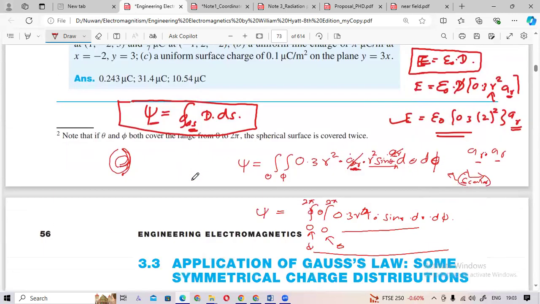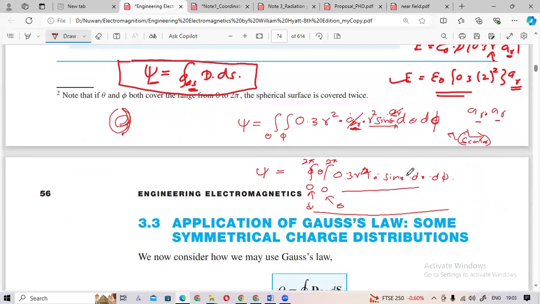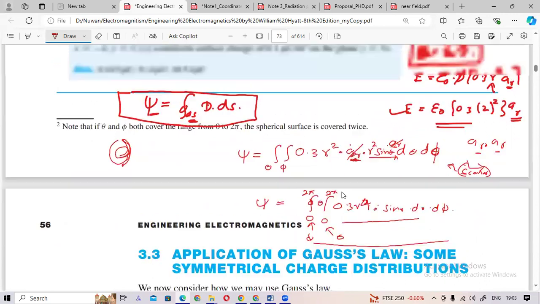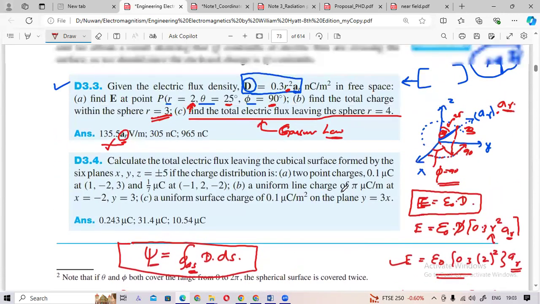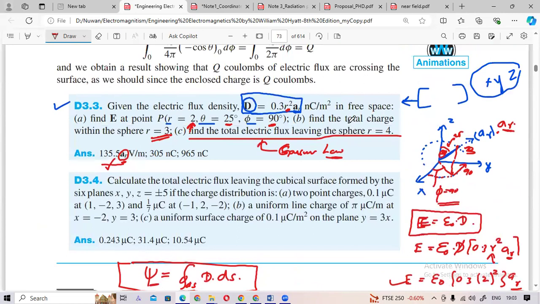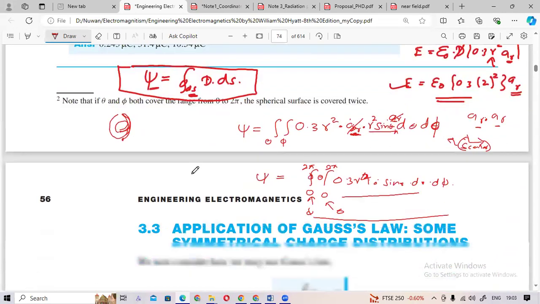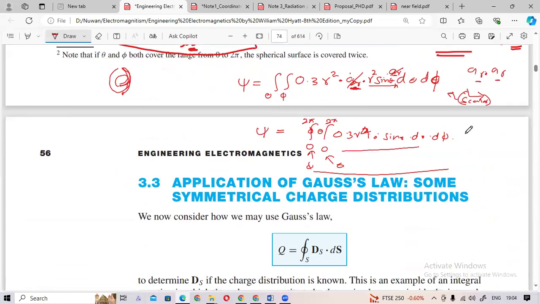So you are doing the integration with respect to d theta and d phi. Once you do the integration and apply the limits, you will get the final answer in terms of r. You have to find the total charge within the sphere r equal to 3, so you have to substitute 3 instead of r.